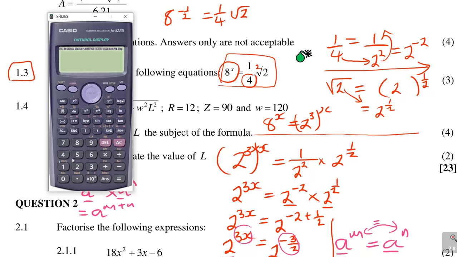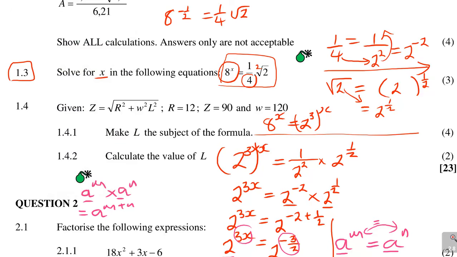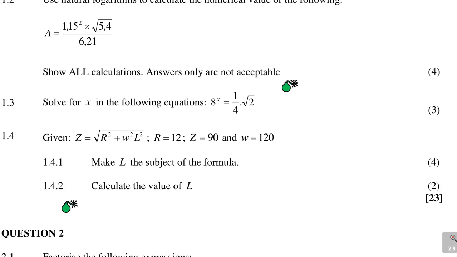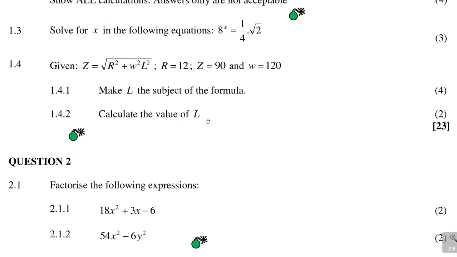So if I say 8 to the power of negative 1 over 2, and I do this, I get 0.3535. Remember this answer. I also do the other side, 1 over 4 times the square root of 2. It must give me that 0.3535. You see, the left-hand side and the right-hand side balance. It's correct. Guys, test your answers. Test your answers, and you're guaranteed the 23 marks.